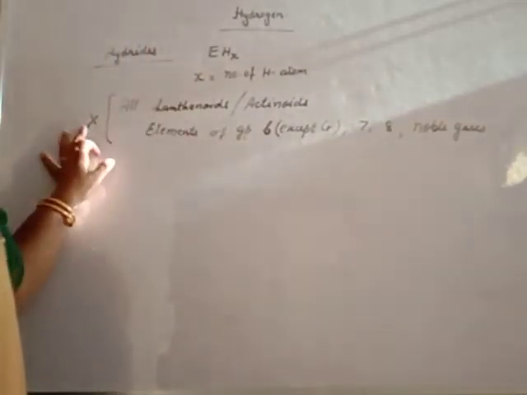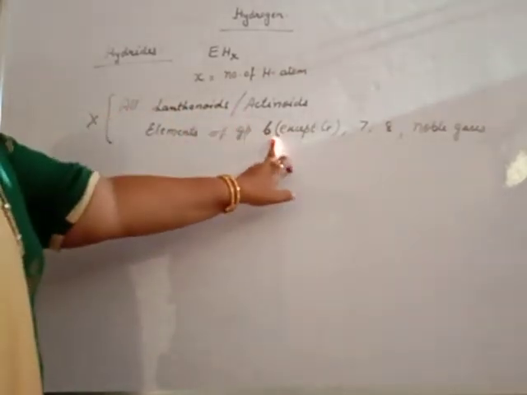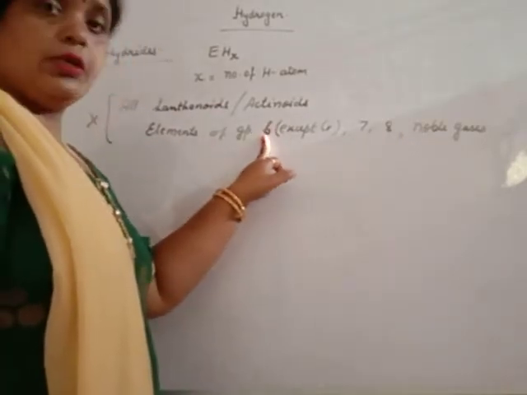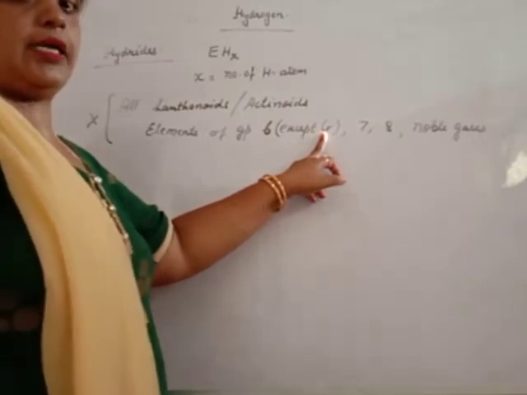That is, the lanthanoids, actinoids, elements of groups 6, 7, 8 and noble gases. From group 6 only chromium forms one hydride, chromium hydride, CrH.